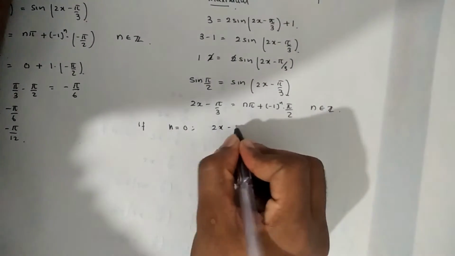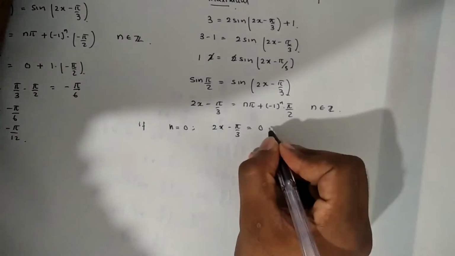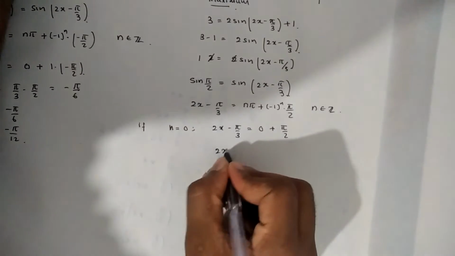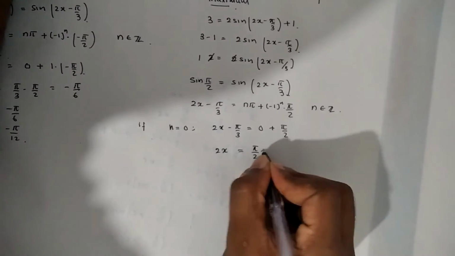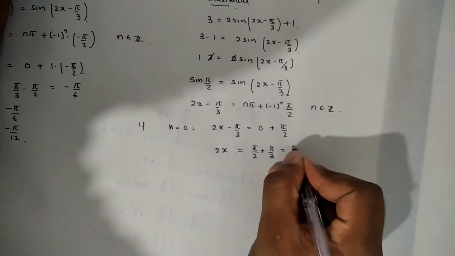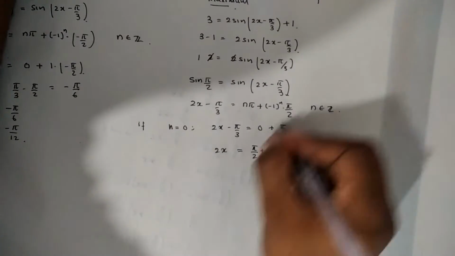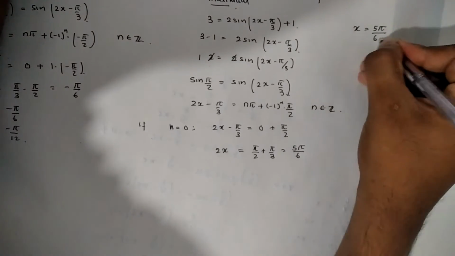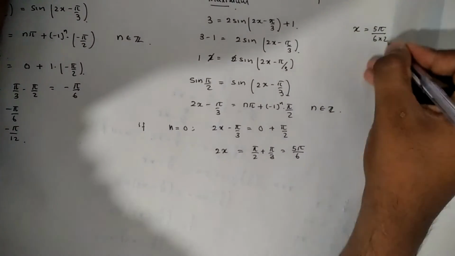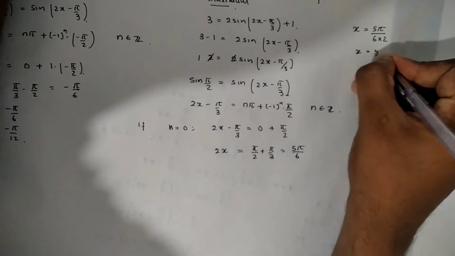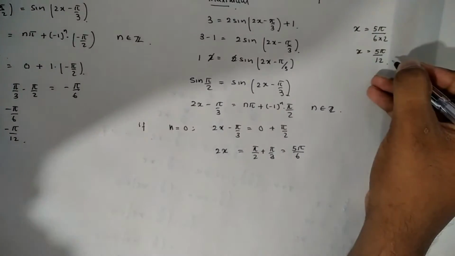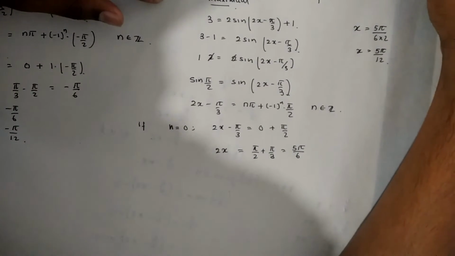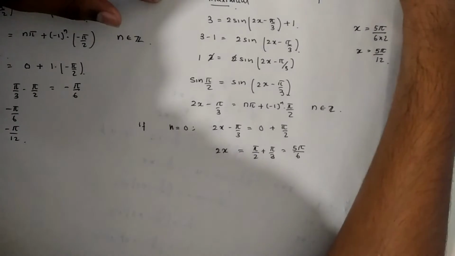So 2x − π/3 is equal to 0 plus π/2. Take this to the other side. So 2x is equal to π/2 plus π/3, which will give you 5π/6. Now if you simplify, x will be equal to 5π/6 divided by 2, because it was 2x, so I'm getting this 2 also. So x will be equal to 5π/12. At 5π/12 you have a maximum.